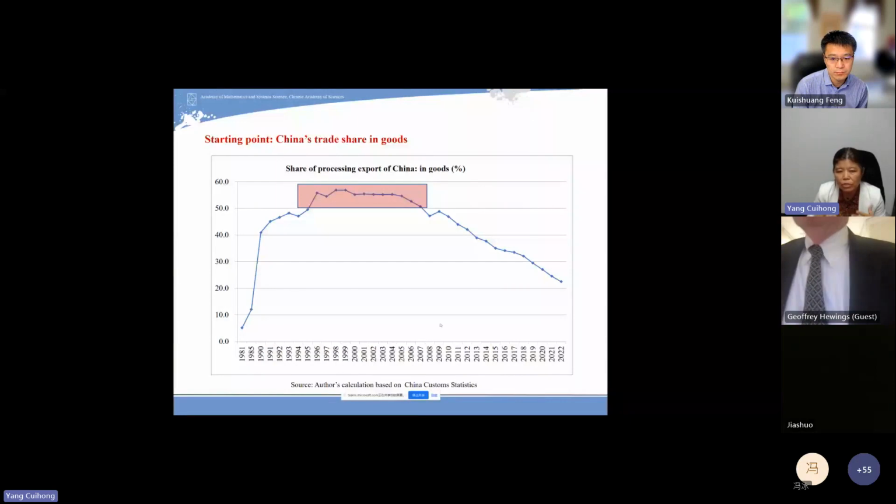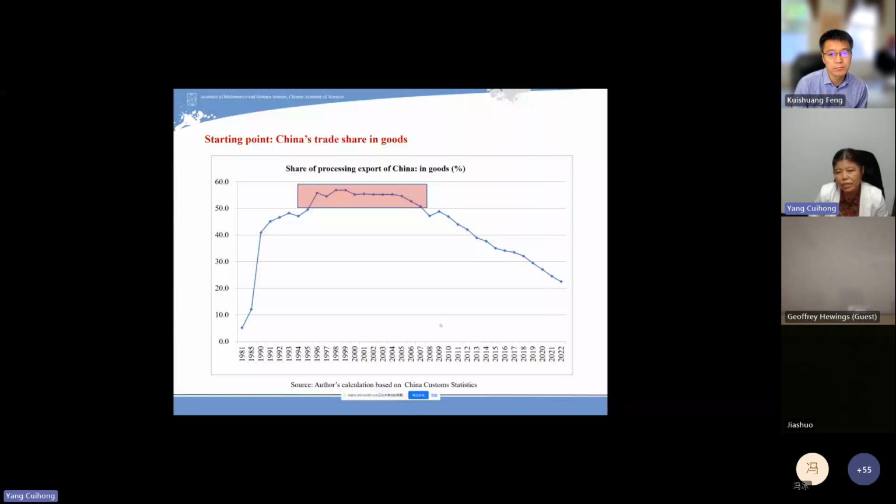This is the Chinese trade share. We could see that for a long time, the share of processing export of China is quite high, over 50%, in particular between 95 to 2007. But after that, in particular after the international financial crisis, the share of the processing export of China decreased gradually. Now, in the first half of this year, it's around 20%.